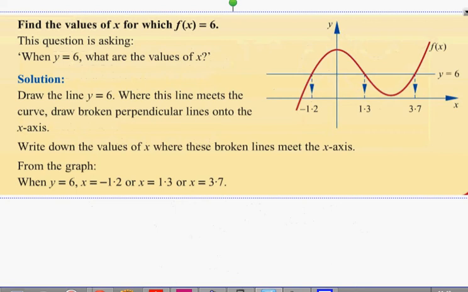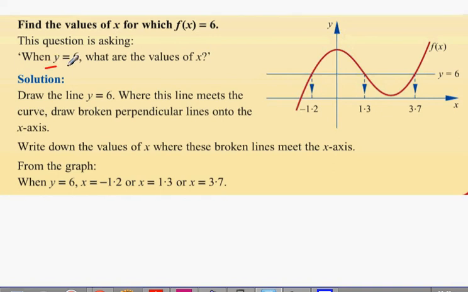Moving on. Example 2. Find the values for which f of x equals 6. This question is asking, find the values on the curve when y equals 6. So look, you go to your line y equals 6, it's up here, and you draw a line going across, and you intercept the curve at minus 1.2, 1.3, and 3.7. And that's all there is to it.